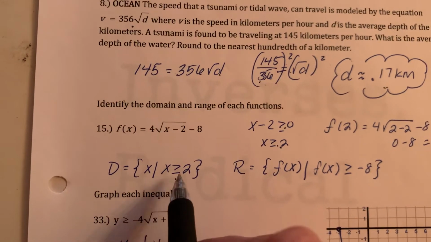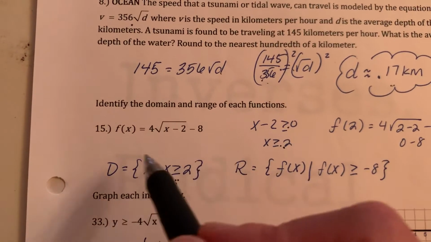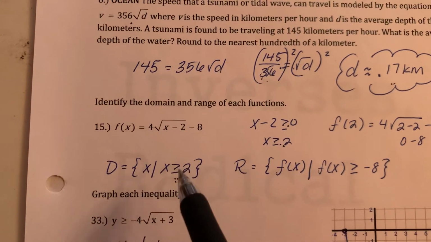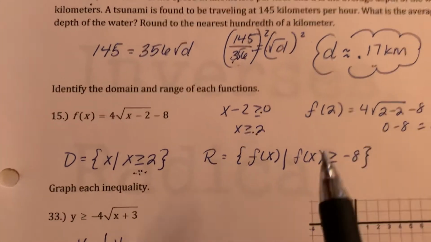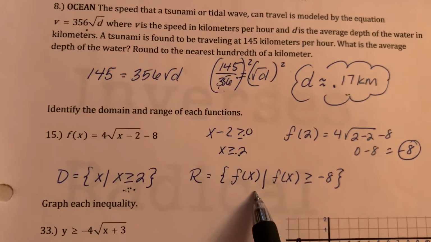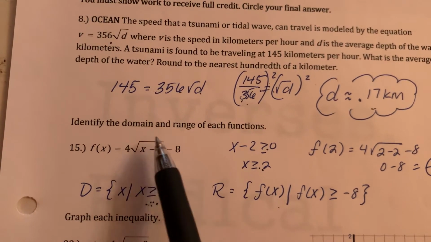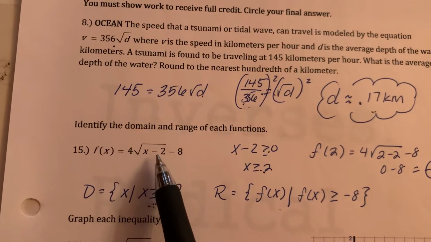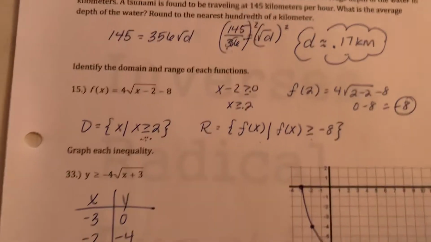Your back of the book might have it written like this. It's saying x is an element, and it's given that x is greater than or equal to 2. Do you have to write it like this? No. I've never seen it written like this any other place but our textbook. And then the range, you simply put 2 in. 2 minus 2 is 0. The square root of 0 is 0. 4 times 0 is 0. Minus 8 is -8. So your y value is -8.